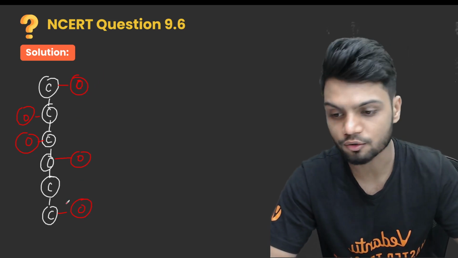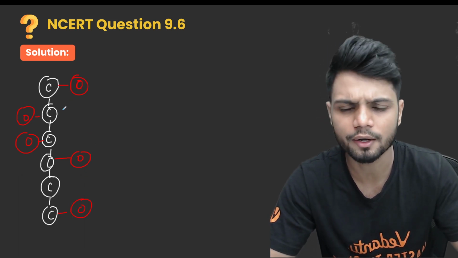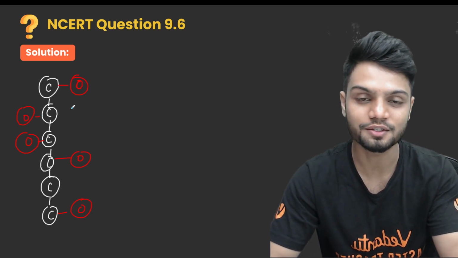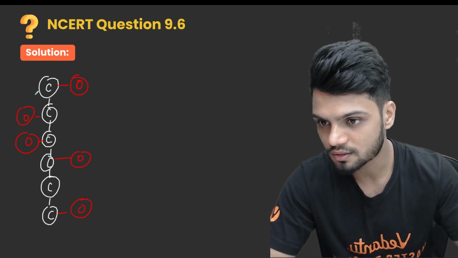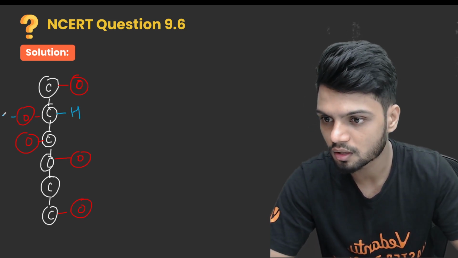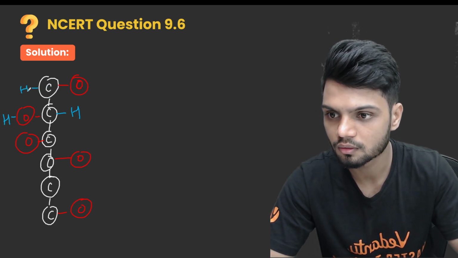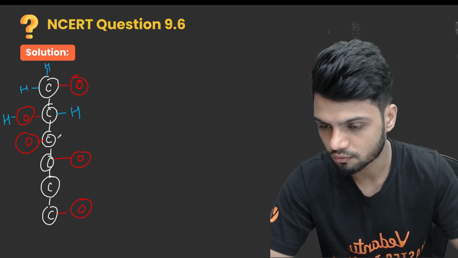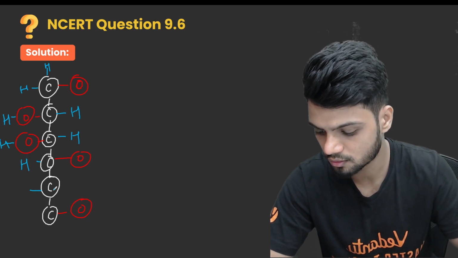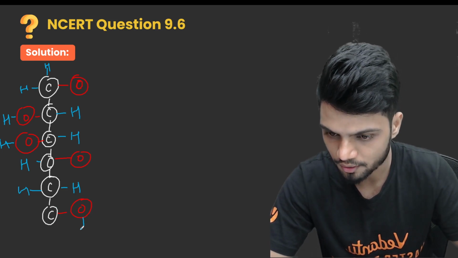Now let's try to fill in the hydrogen. Let's use blue color for hydrogen, shall we? Blue color looks more pretty on hydrogen because hydrogen representation is usually blue, as in dihydrogen oxide, that is H2O. So let's write it here. Let's try to fill it up. Hydrogen, hydrogen, hydrogen, hydrogen, as well as hydrogen.